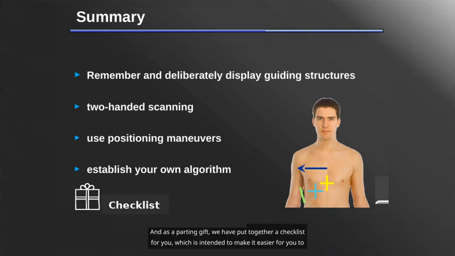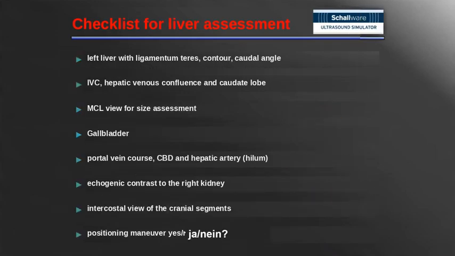And as a parting gift, we have put together a checklist for you, which is intended to make it easier for you to clarify for yourself which areas you have seen and which you have not. It looks quite extensive now, but in principle it contains everything we have discussed. Only the assessment of liver size has been omitted here. We will discuss that together on site. But of course, the gallbladder is part of the liver, the hilum, the echo contrast to the right kidney, and very importantly, do not forget the intercostal view. And also for your assessment at the end, was I able to position the patient at all? Yes or no, it also plays a role in how good my examination and accordingly my ability to assess could be.